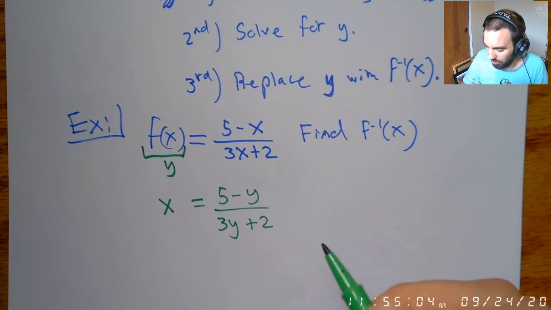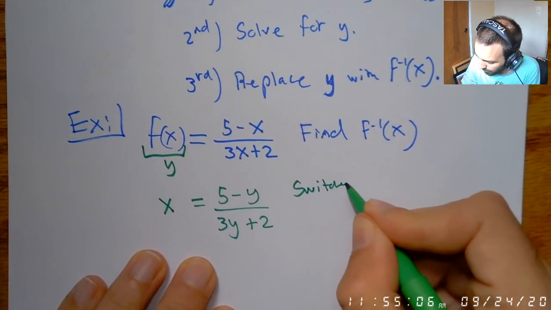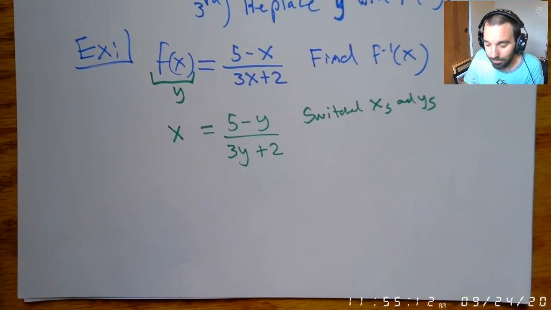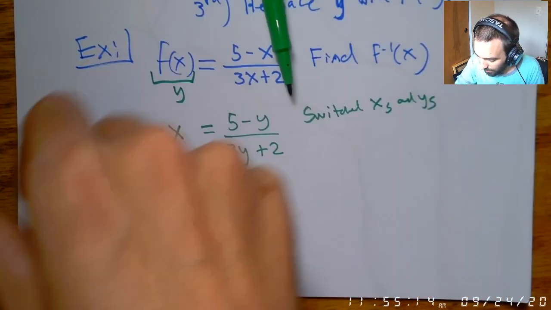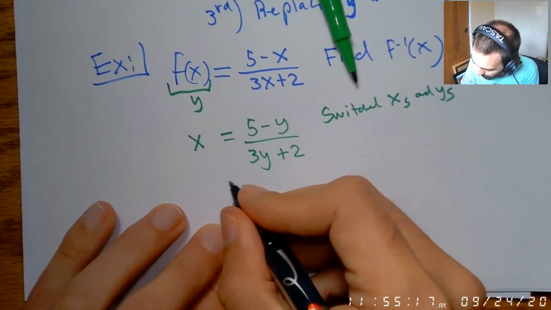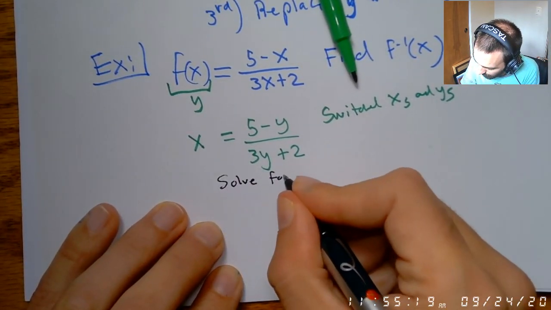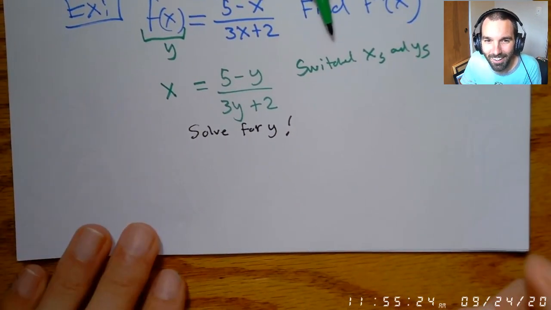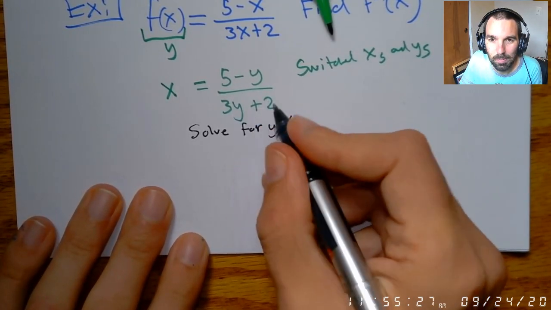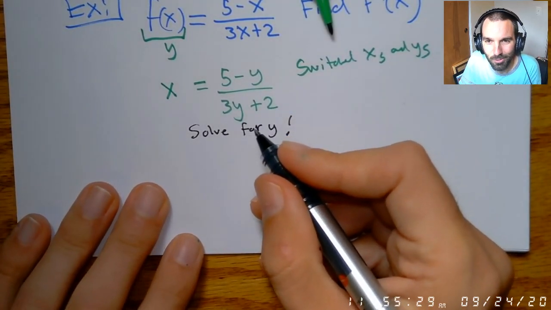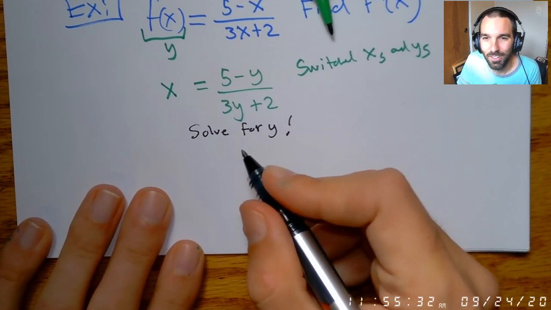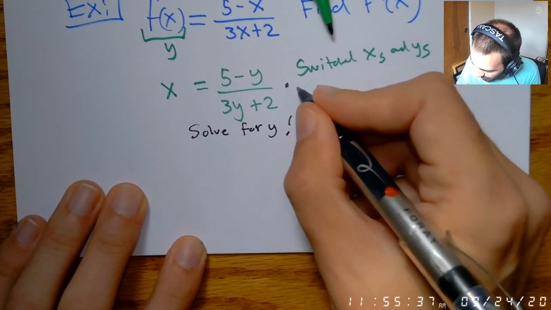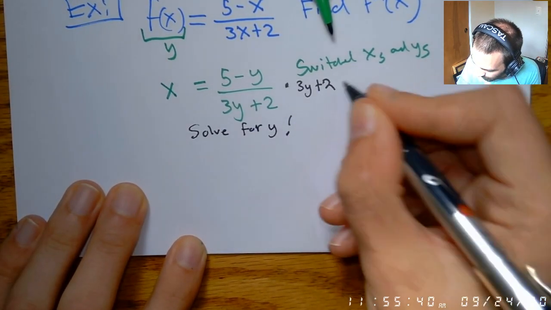So I switched my y's. Now I have to solve for y. All right, so first let's get rid of the bottom. No one likes fractions, which you should totally love fractions. Let's go ahead and get rid of the bottom, so I'm going to multiply both sides by 3y plus 2.